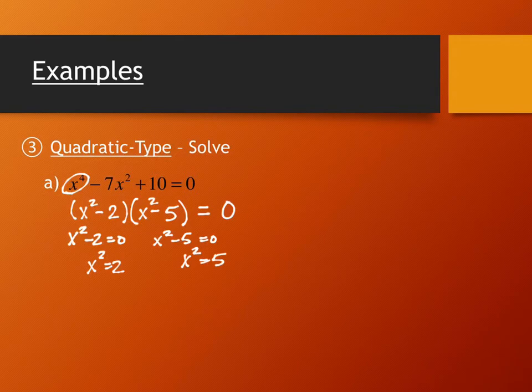And then what do I do in order to solve this? Square root, yeah. And when I put square roots on problems, what do I have to remember? A plus or minus. So this is x is equal to plus or minus the square root of 2. And x is equal to plus or minus the square root of 5.